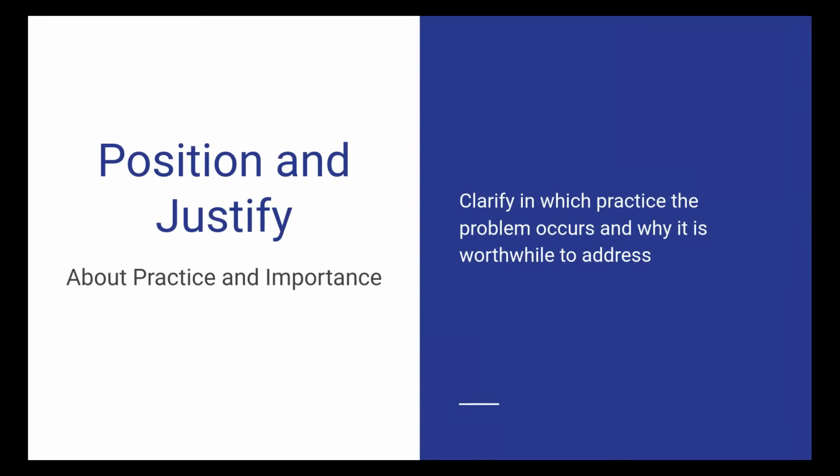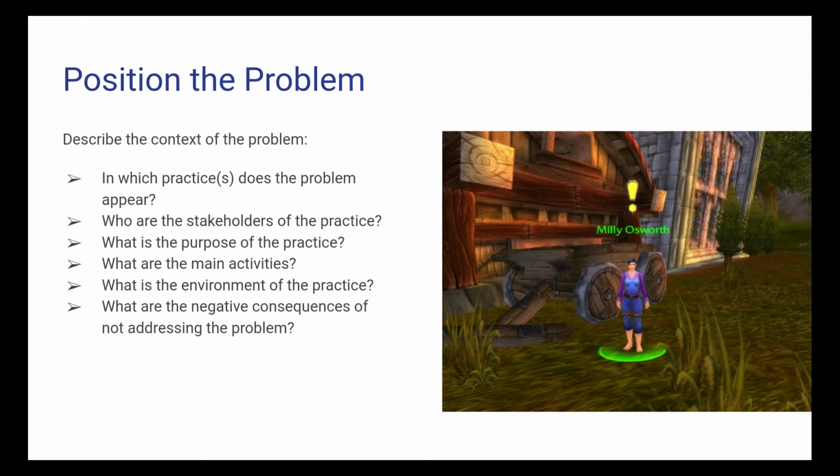The next activity is position and justify. And here you clarify in which practice the problem occurs and why it is important and worthwhile to address it. First, you need to position the problem, that is, describe its context. So you need to answer in which practice does the problem appear, who are the stakeholders of the practice, what's the purpose of the practice, what are the main activities, what's the environment, and what are the negative consequences of not addressing the problem.